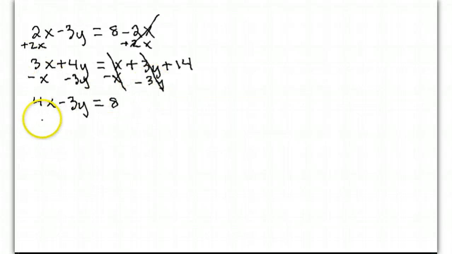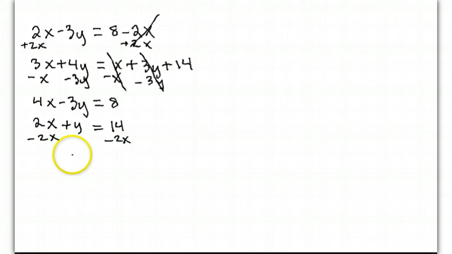And what that's going to give us is 2x plus y equal to 14. And remember, we're still solving it by substitution, so I'm going to take 2x from this second equation, the 2x plus y equal 14. I'm going to subtract the 2x from both sides. So what that gives me is y equal to negative 2x plus 14. That's what my second equation is.